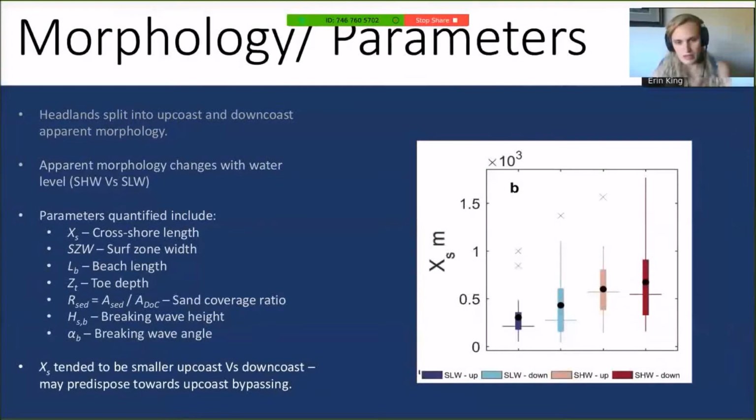So cross-shore headland extent was found to be smaller up coast than down coast. Here is for spring low water in blue and spring high water in red. And we see the up coast morphology in dark blue there tended to be less than the down coast morphology. Same here, up coast in light red tended to be smaller than the down coast, with more variability in the down coast morphology as well. So this might predispose the section of coast towards up coast bypassing, so bypassing to the northeast.